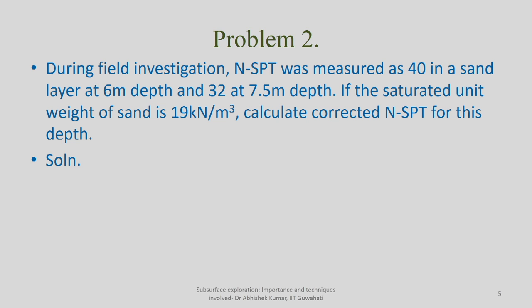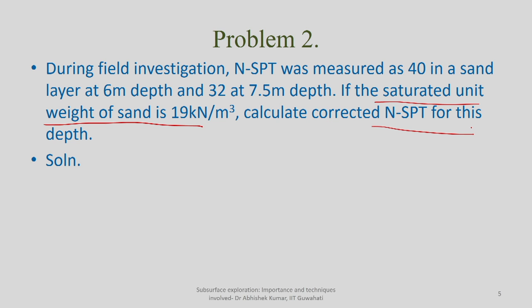So the problem is, during field investigation, NSPT was measured as 40 in a sand layer available at 6 meter depth, and at 7.5 meter it was measured as 32. The saturated unit weight of the sand is 19 kilonewton per meter cube; once you collect the sample and test it in the laboratory, you will be able to find the saturated unit weight. Considering the groundwater table is at the ground surface, because no specific information is available in this numerical problem about the depth of the water table, we will assume the groundwater table is at the surface. You have to determine what the corrected NSPT should be.